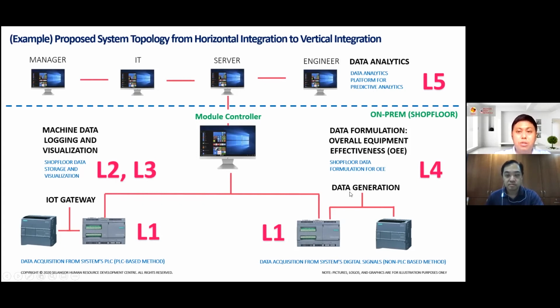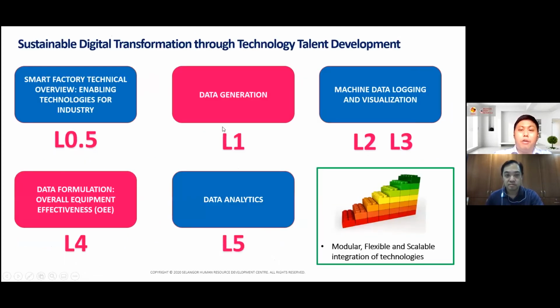And of course, in SHRDC, what we do is we translate whatever we develop into high-impact training programs. Therefore, each level of the data automation maturity level is packaged into programs, right? So if you want to get started, you can start off at level 1 or even level 0.5, right?